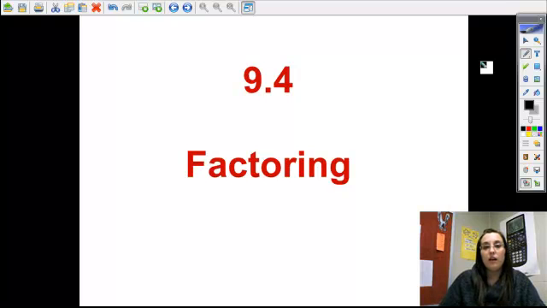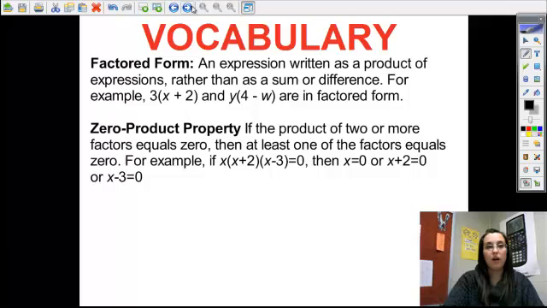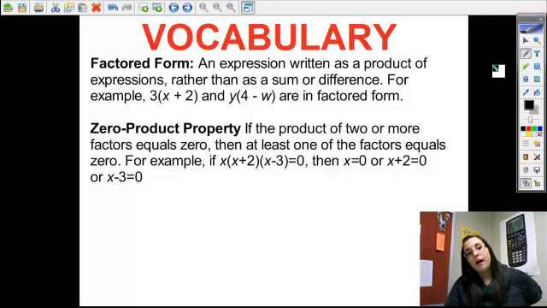All right, the video part 1 for 9.4 on factoring. We are going to talk about another form for our equation, and there's a new skill that you're going to have to learn called factoring. So just real quick, we've got two kind of vocabulary terms. One is a property, one is a term.